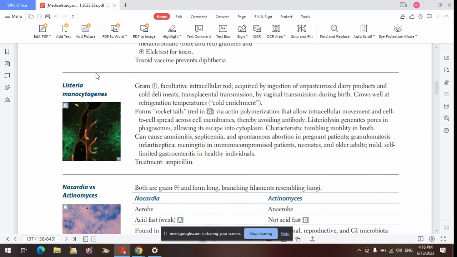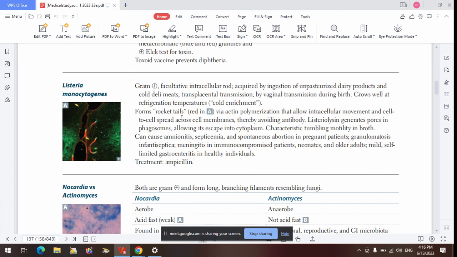So someone that is consuming unpasteurized milk, cold meat, or during childbirth, it can be transmitted from the vagina to the baby, or it can even occur in utero by passing across the placenta from the mother to the baby. Because you can get it through cold meat, it's actually due to the fact that it likes cold environments. That's where it can grow and survive.